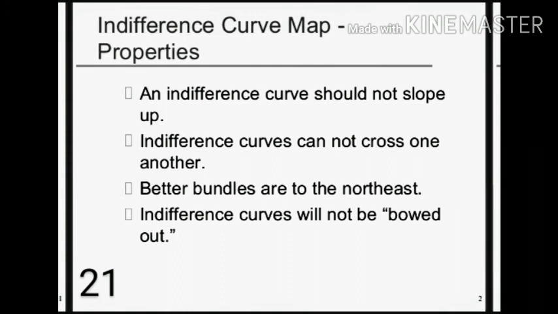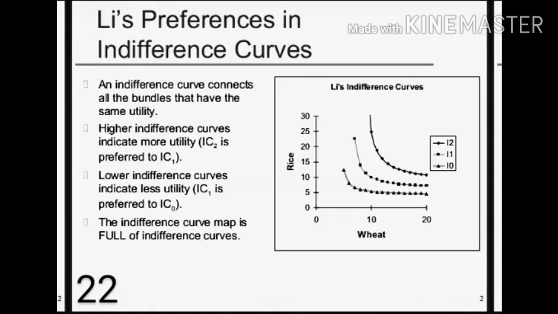Indifference curve map properties. An indifference curve should not slope up. Indifference curves cannot cross one another. Better bundles are to the northeast. Indifference curves will not be bowed out.